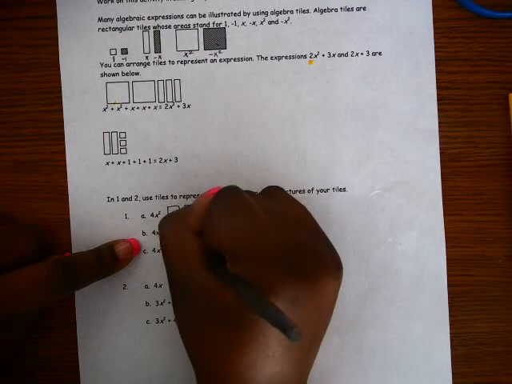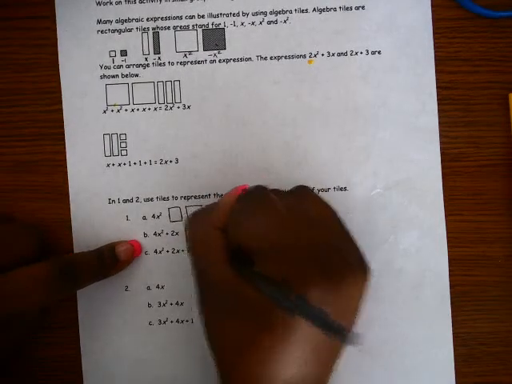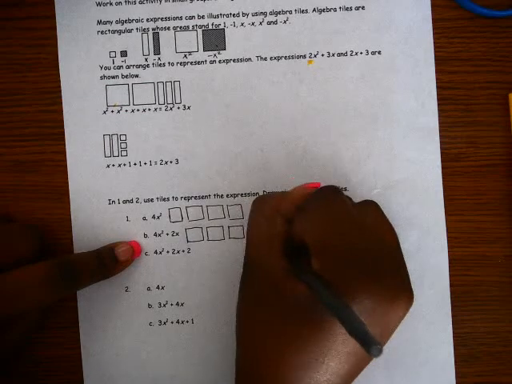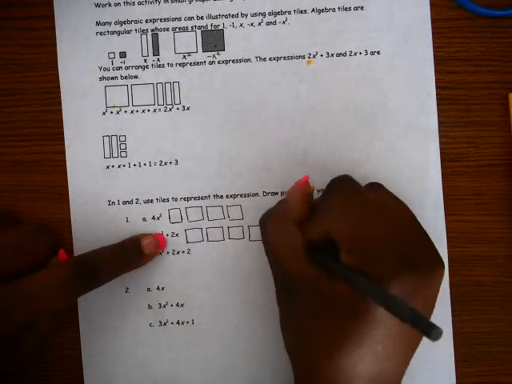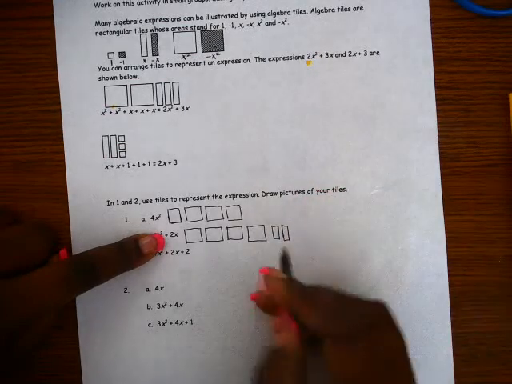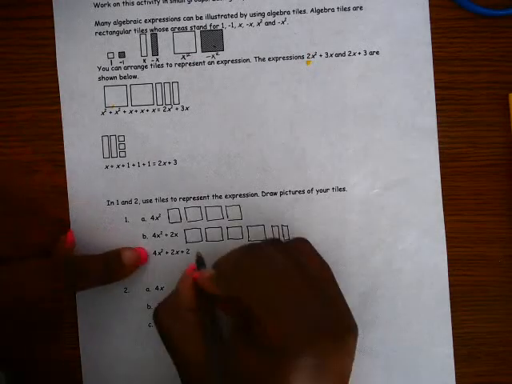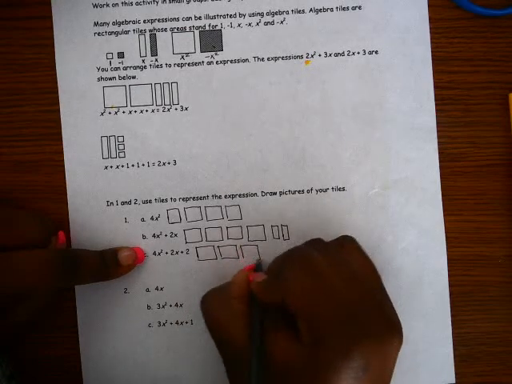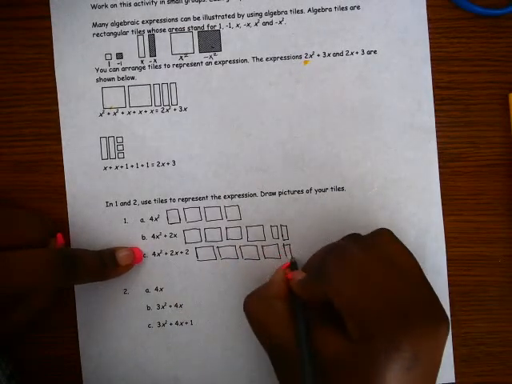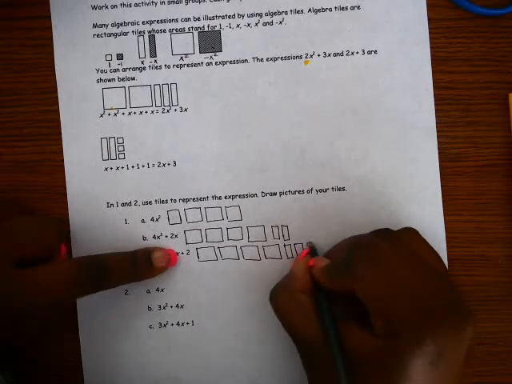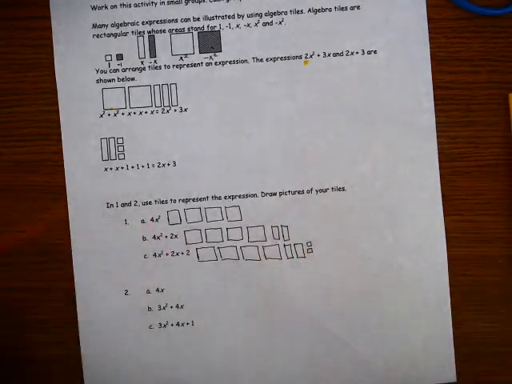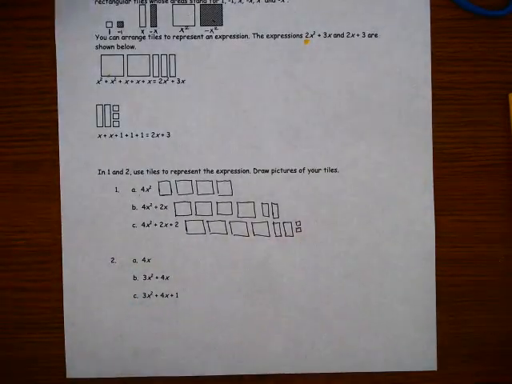The next one is B, building on A. So B has 4x squared, in addition to 2 x's. Remember, the x's are represented by the bars, and they're positive, so they're not shaded. And then, building on B, C has 4x squared, 2 bars, and 2 ones. So that is your model: 4x squared plus 2x plus 2.